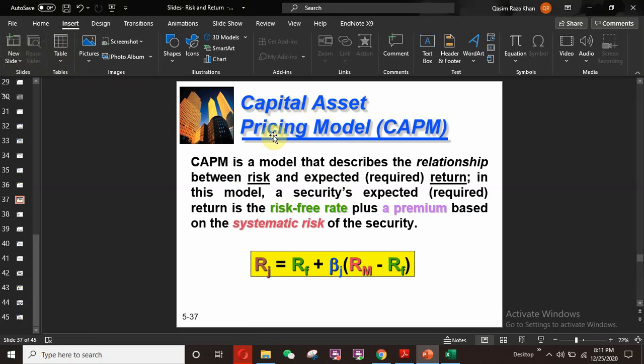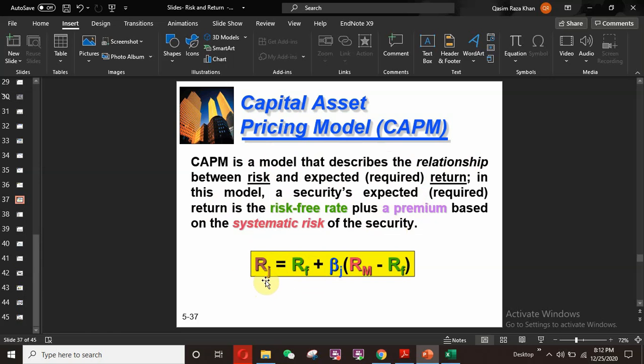So what is CAPM? CAPM is a model that describes the relationship between risk and expected required return. In this model, a security's expected required return is the risk-free rate plus a premium based on the systematic risk of the security. So here is the equation which we use for the calculation of CAPM, the Capital Asset Pricing Model.